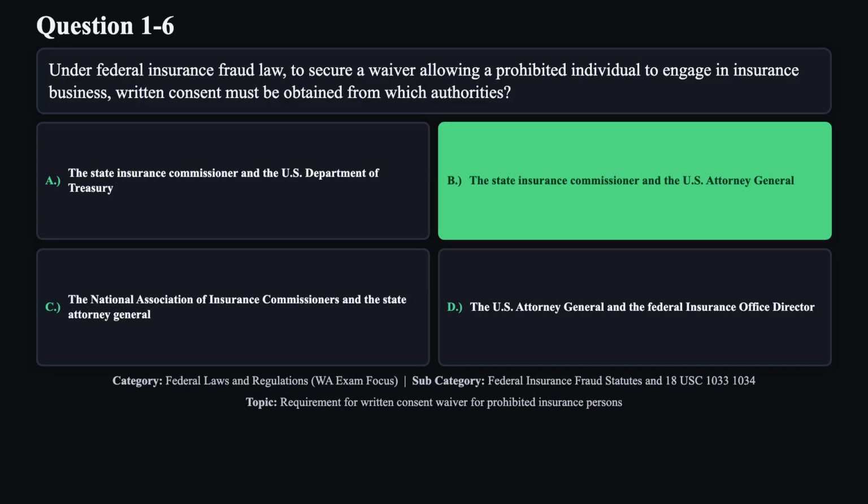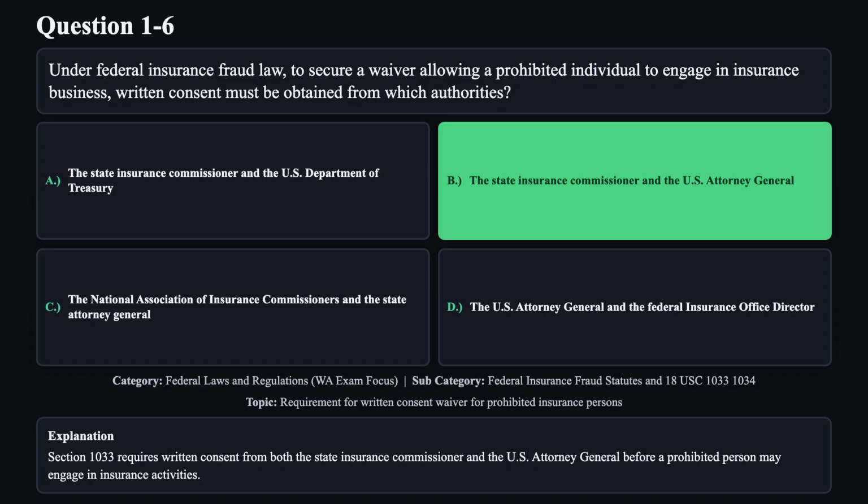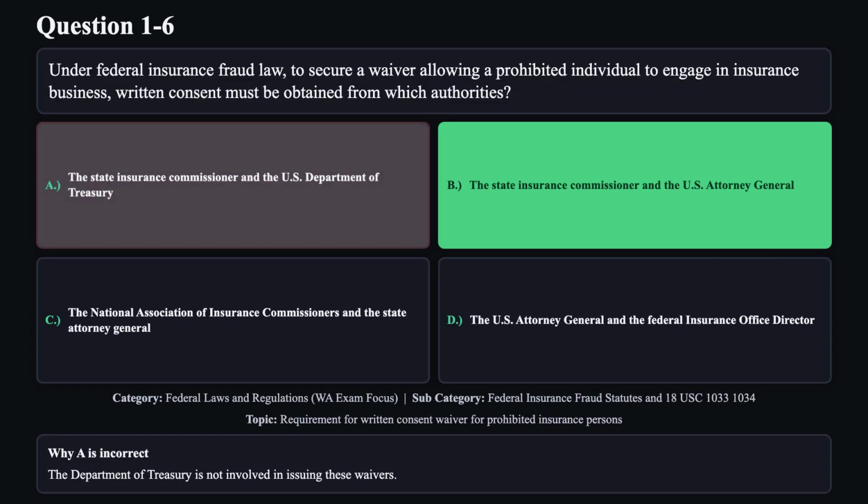The correct answer is B. Section 1033 requires written consent from both the State Insurance Commissioner and the U.S. Attorney General before a prohibited person may engage in insurance activities. Reason A is not correct. The Department of Treasury is not involved in issuing these waivers.